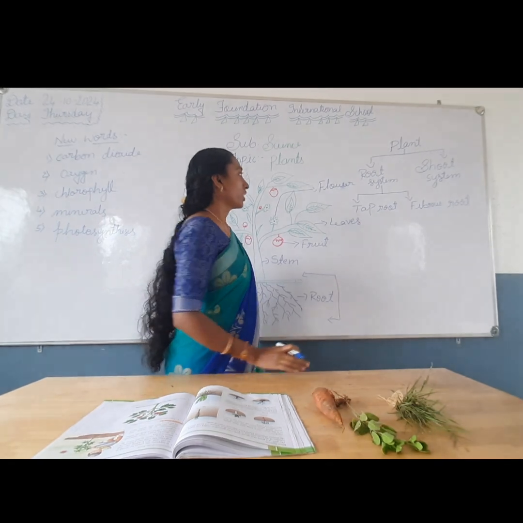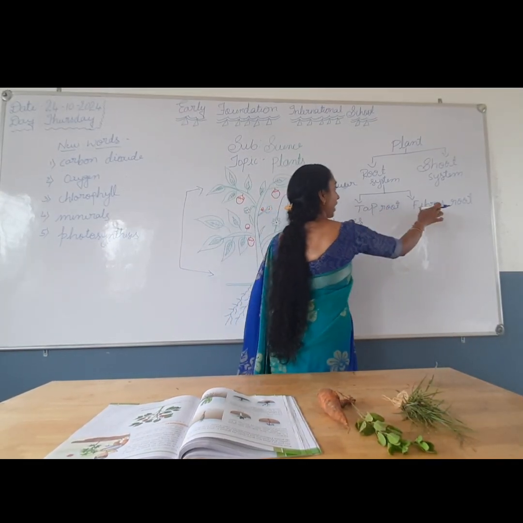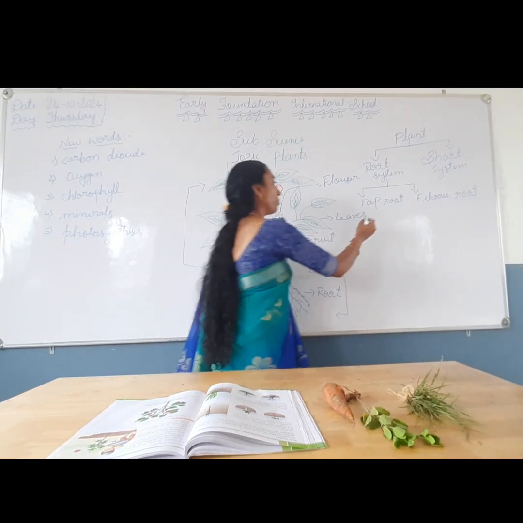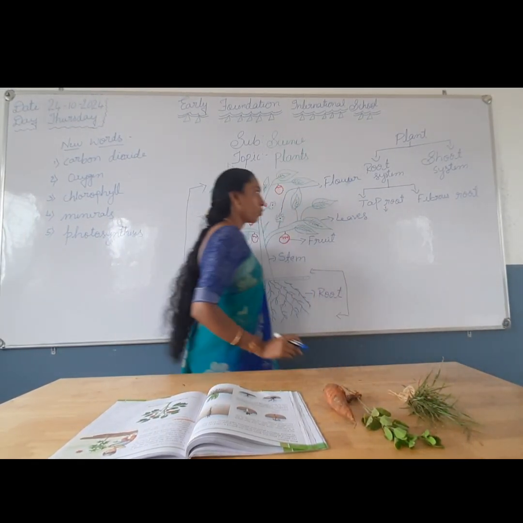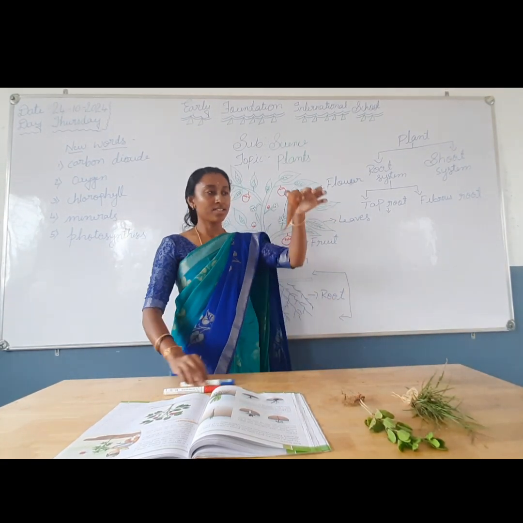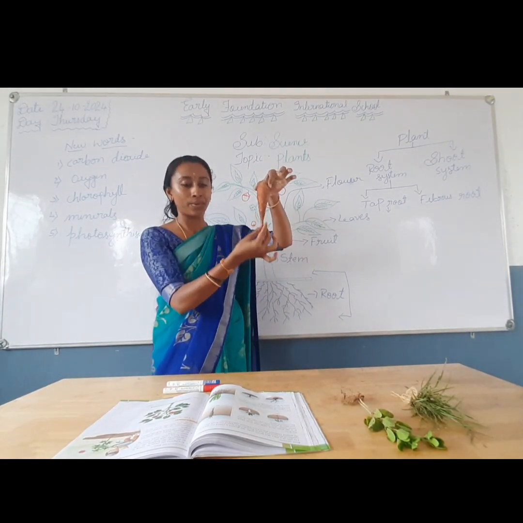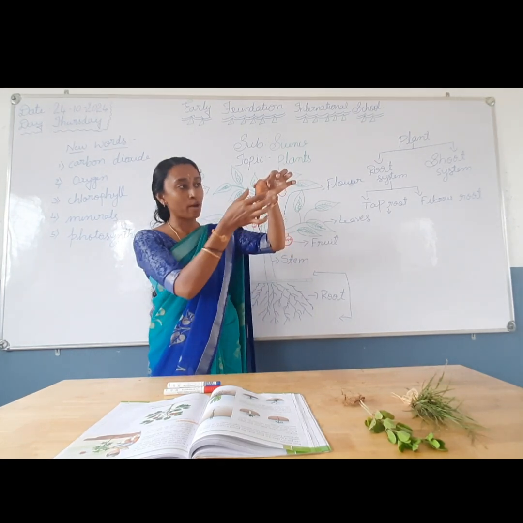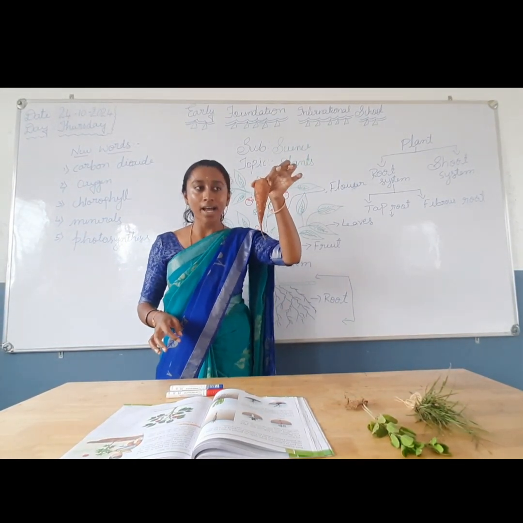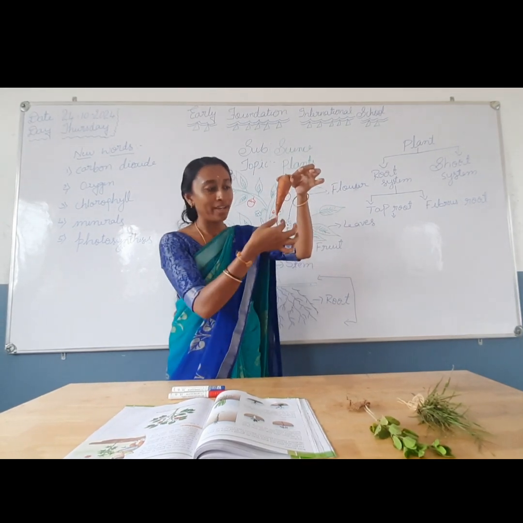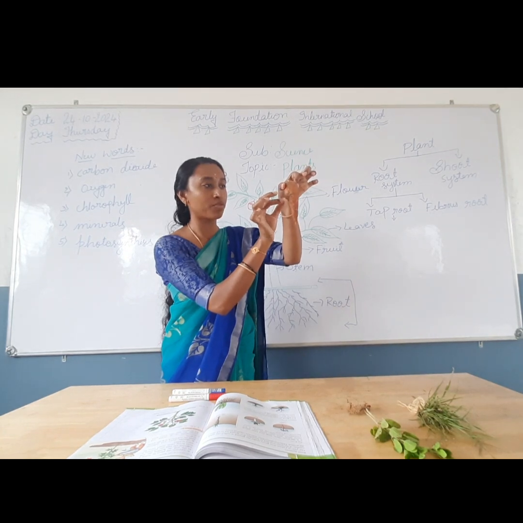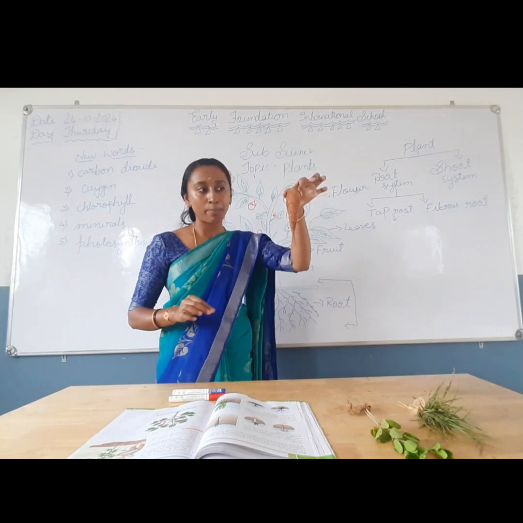Okay, now taproot and fibrous root. First we'll see what you mean by taproot. Can you see here? This is the example of the taproot. In the taproot, it is the main, large and thick root from which many small roots will come out. These types of roots we will call taproot.